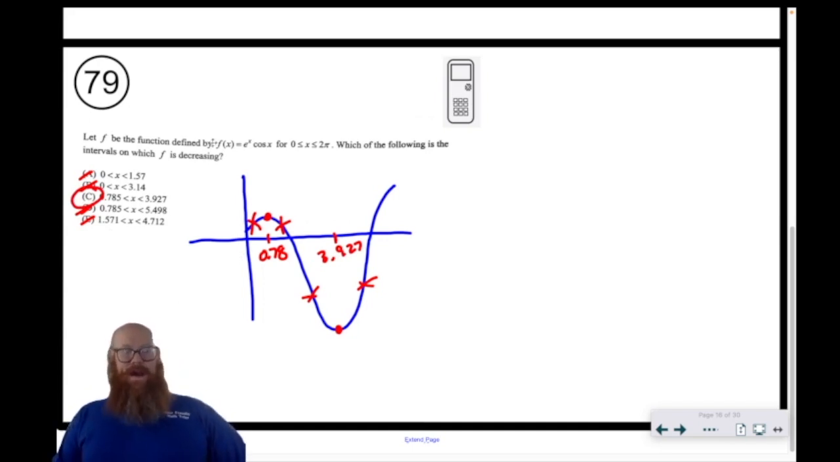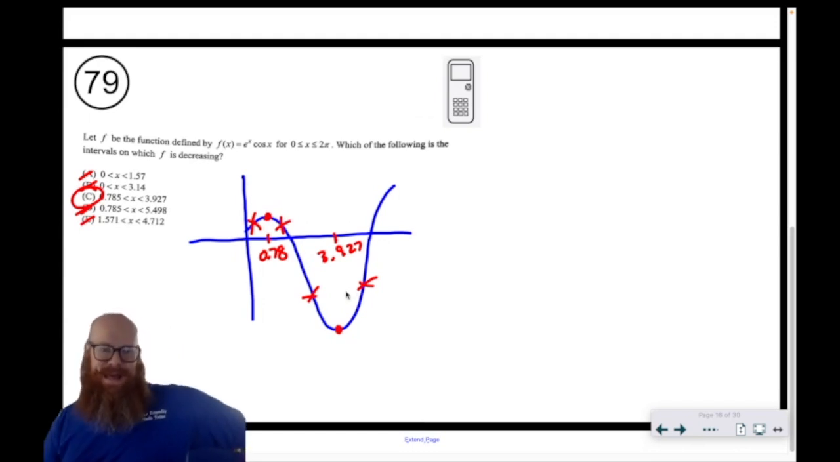You could have found the derivative and graphed that and then found where the derivative was below the x-axis. But I don't see why we would do that because taking the derivative of this would just take some time. So you might as well just jump right to the calculator. As long as you know how to find maximums and minimums, you're good to go. You can pretty much answer this without doing any actual calculus.